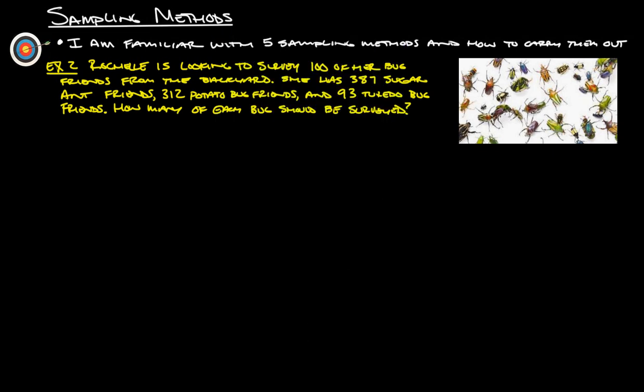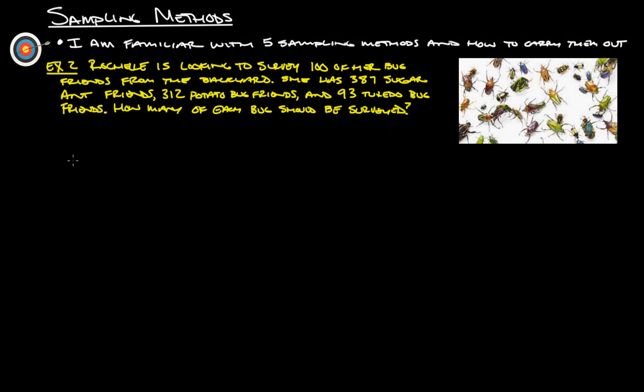All right. Example 2. Rochelle is looking to survey 100 of her bug friends from the backyard. She has 387 sugar ant friends, 312 potato bug friends, and 93 tuxedo bug friends. How many of each bug should be surveyed?